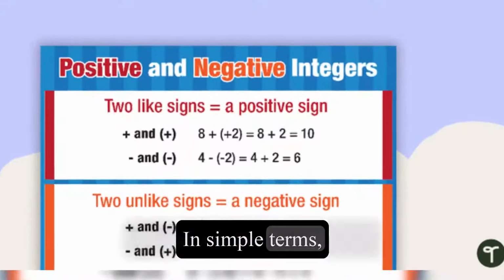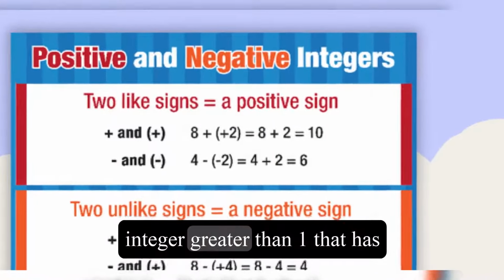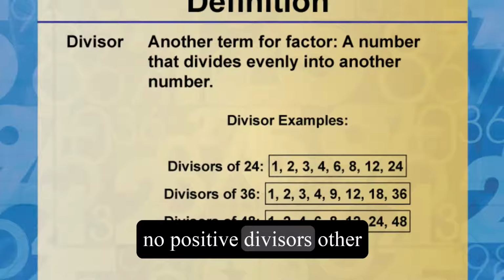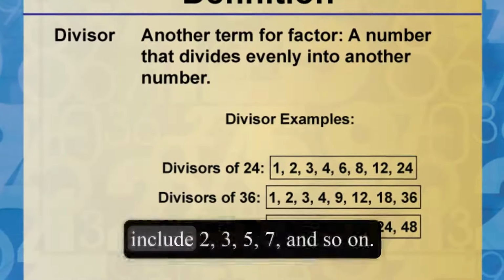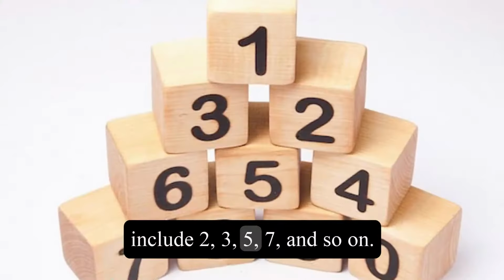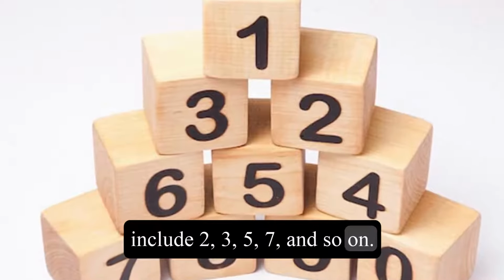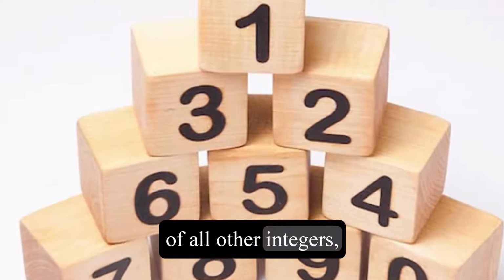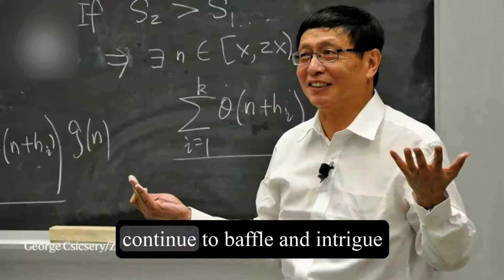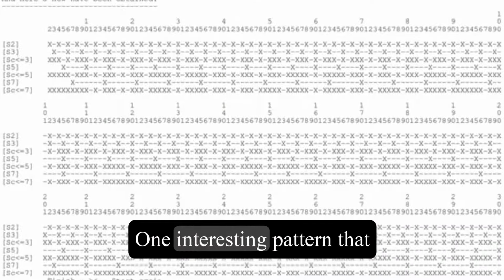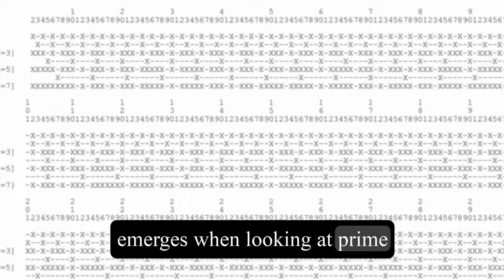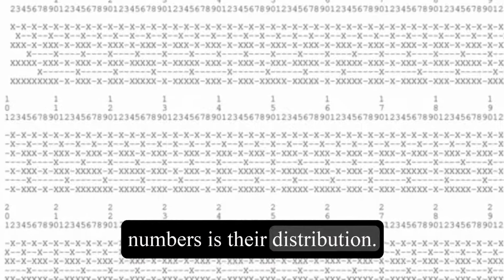In simple terms, a prime number is a positive integer greater than 1 that has no positive divisors other than 1 and itself. Examples of prime numbers include 2, 3, 5, 7, and so on. They are the building blocks of all other integers, and their unique properties continue to baffle and intrigue mathematicians around the world.